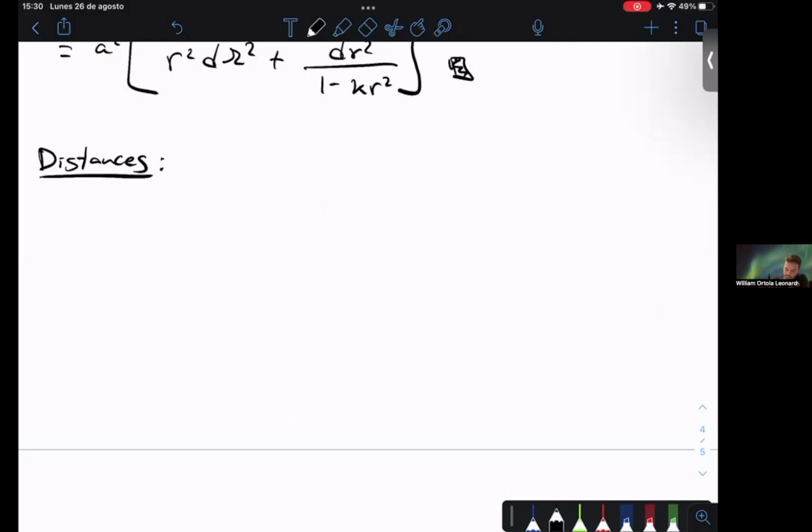Now, the first distance that we're going to take a look at is the proper distance. This distance is defined as the length of the geodesic between us and some other galaxy we are observing at a specific time, so at a fixed time. What this means is we are here and then we have another object, a galaxy or a star, that we're observing, then the proper distance will be the shortest distance between us and that star. That's what a geodesic means.